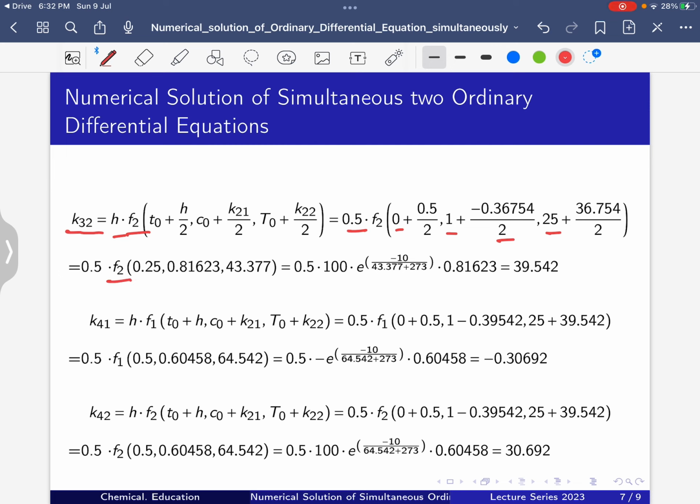Now in that function 2, we have to plug all these variables, and then if we do the calculation, we will get 39.542. Now k41, that formula is h into function 1 of (t0 plus h, c0 plus k31, T0 plus k32). This is not correct, this is k31 and k32. Okay.